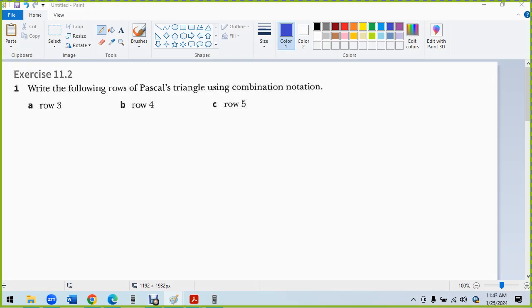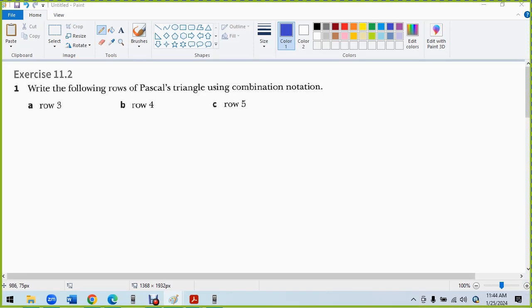So we look at exercise 11.2. Write the following row of Pascal's triangle using combination notation. Okay, so Pascal's triangle, we have 1, then 1, 1, then 1, 2, 1, and then 1, 3, 3, 1, and then 1, 4, 6, 4, 1, and 1, 5, 10, 10, 5, 1. Okay, this is Pascal's triangle.